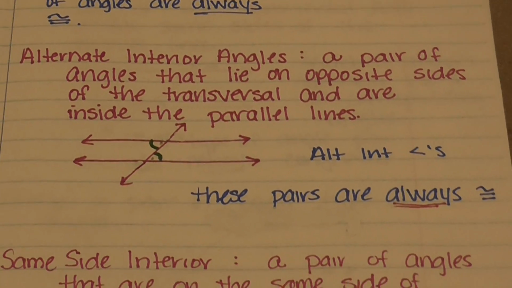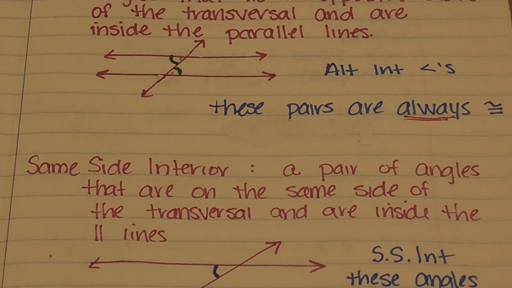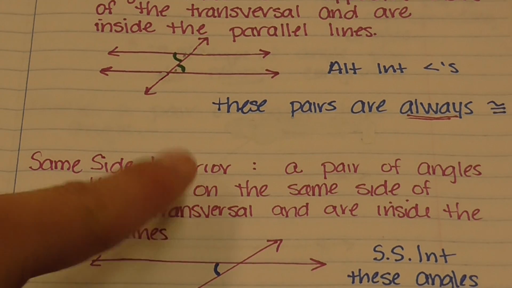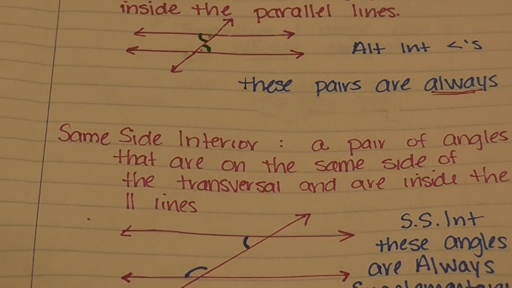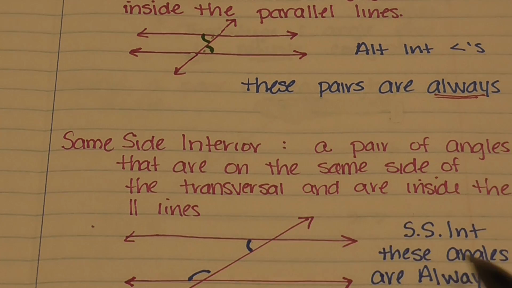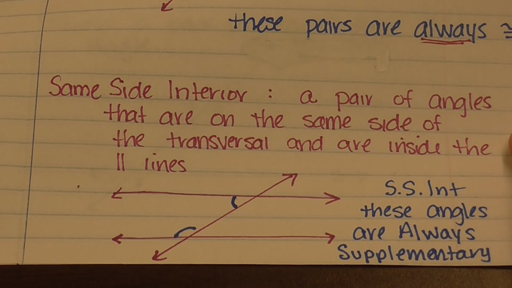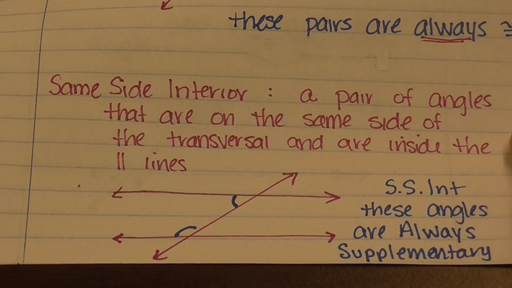All right, so what if they're not alternate? What if they're on the same side? Well, you've got same side interior angles. So a pair of angles that are on the same side of the transversal and are inside, there's your interior. So now instead of jumping across the transversal, you're on the same side. These two angles are always supplementary. They're not congruent. They will always add up to be 180 degrees.